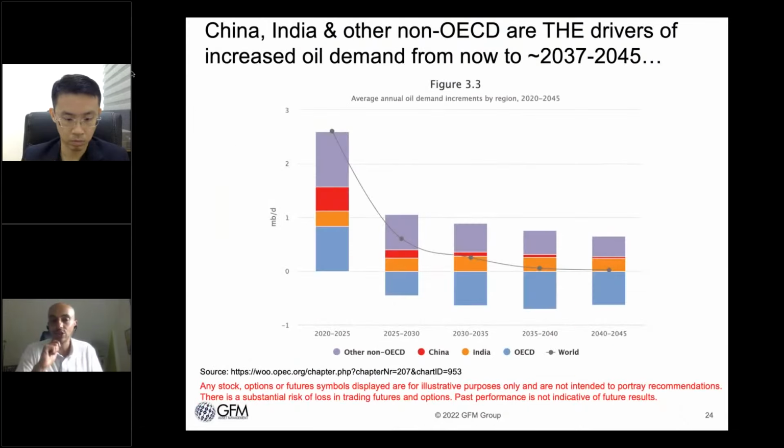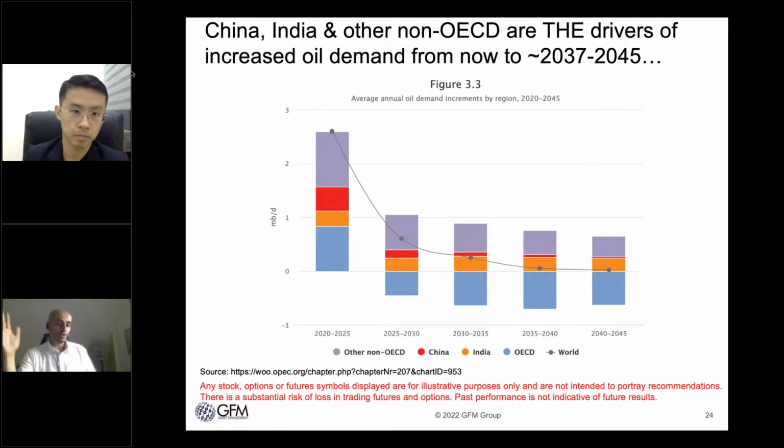Now, earlier I mentioned the leveling off of global oil demand by the year 2037. What this chart shows you is where the balance of growth versus decline in oil demand is coming from. Oil demand in the OECD has already peaked. So if you think of the big developed countries like the US, Japan, Western Europe, every year these countries are using less and less oil already.